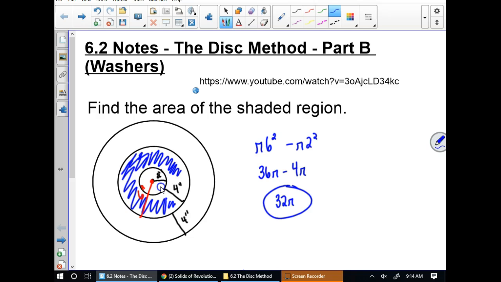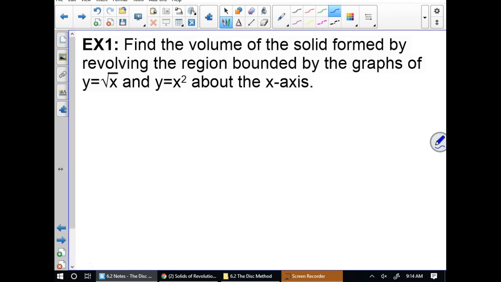Okay, so the same idea is going to be true whenever we start doing this 3D. We're going to be looking at the outside circle minus the inside circle for these. So here is our first example that we're going to do. And you can write down as much of that as you want, but you need those two equations and the fact that you're revolving it around the x-axis.